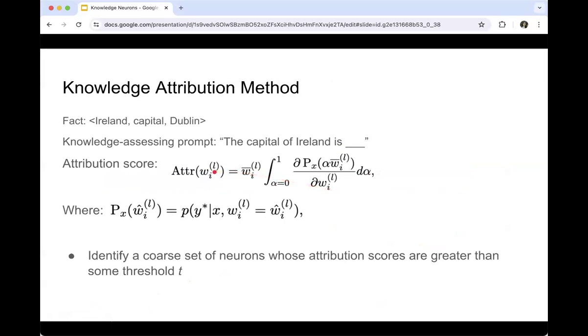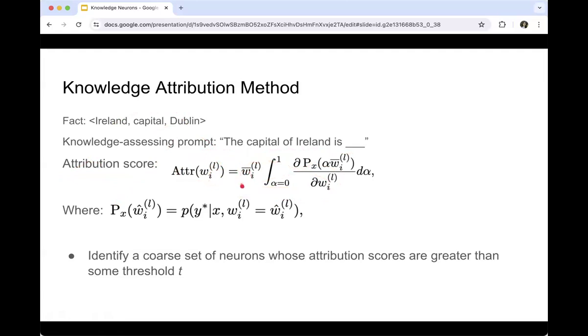Moving on, let's talk about how to identify these so-called knowledge neurons. For example, given this input prompt, "the capital of Ireland is blank." How do we identify the knowledge neurons that are responsible for expressing the fact that the capital of Ireland is Dublin? Well, they propose a knowledge attribution method that involves calculating the attribution score for the neurons in the feed-forward network. And this is the formula for calculating the attribution score for the ith neuron in the lth feed-forward network.